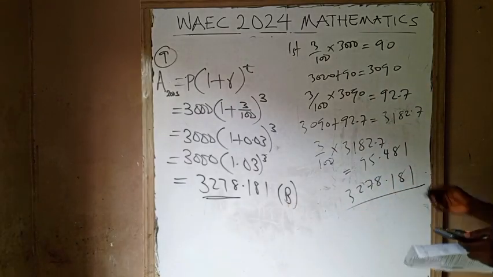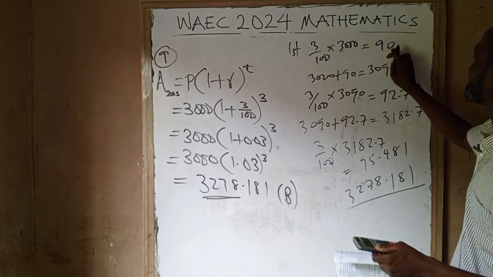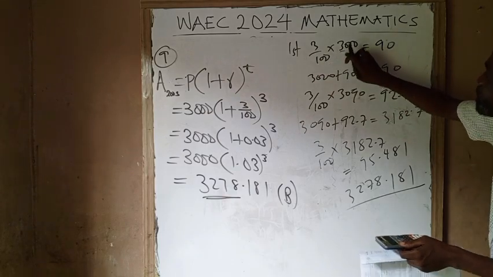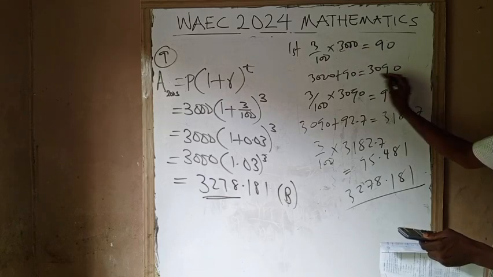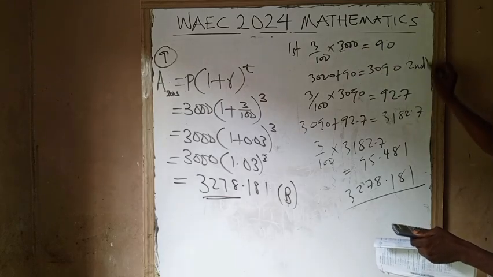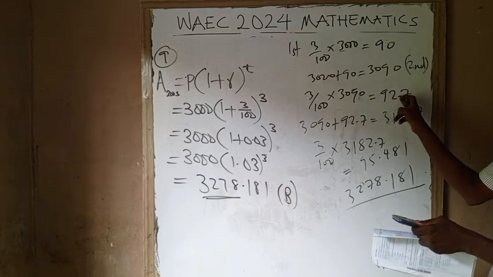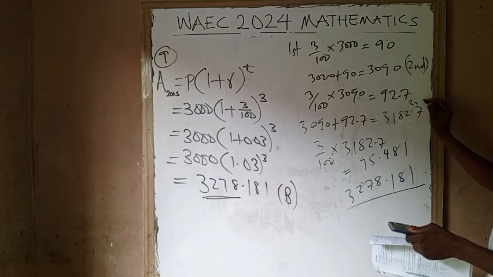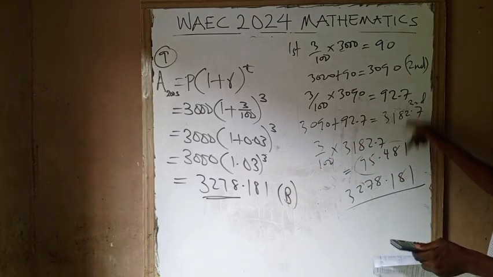We have the same result. 3%. This is the first one. This percent of 3000 is 90. We now add this 90 to the 3000 to have the second year value. Then 3% of this second year value is this. We now add this one to this to have the third year value. So 3% of this value again is this. We now add this one to this. We have the same result.